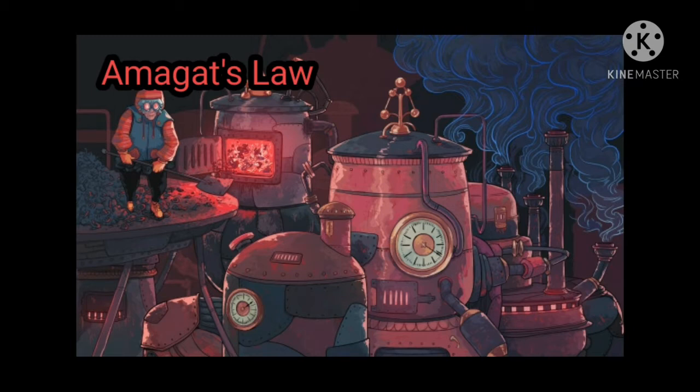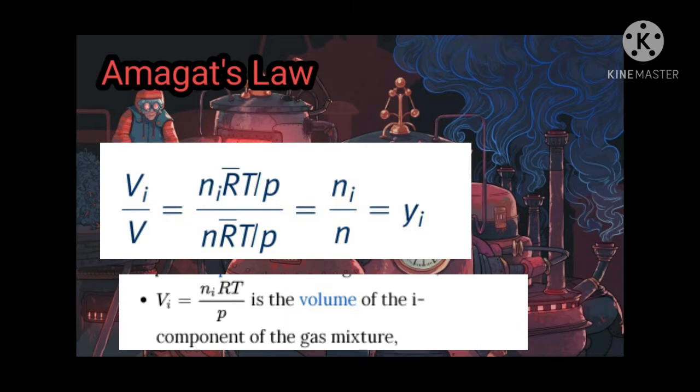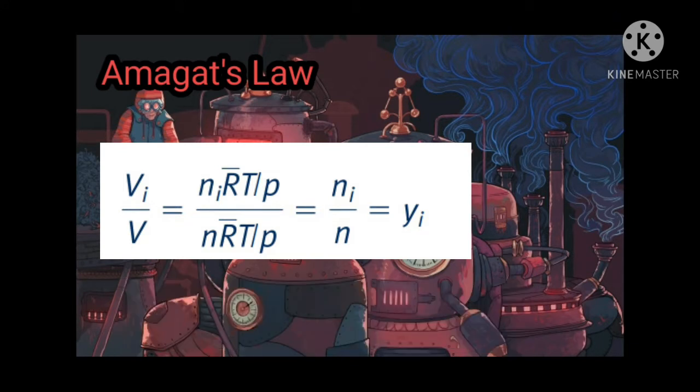When Amagat's law is valid and the gas mixture is made of ideal gases, we get this equation, where P is the pressure of the gas mixture, Vi is the volume of the i component of the gas mixture, V is the total volume of the gas mixture, and ni is the amount of substance of the i component of the gas mixture, where n is the total amount of substance of the gas mixture, R is the ideal or universal gas constant, T is the absolute temperature of the gas mixture in Kelvin, and yi is equal to ni over n, the mole fraction of the i component of the gas mixture.